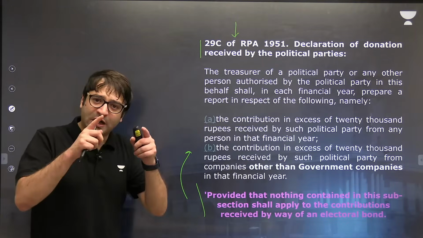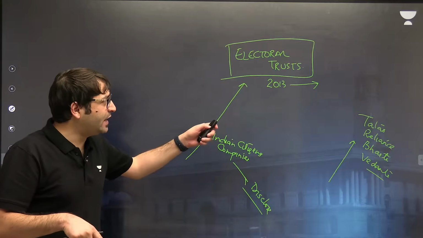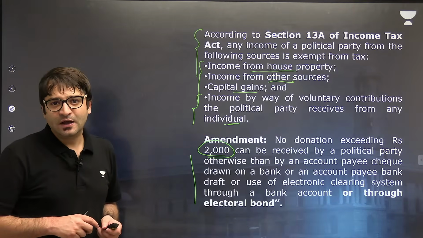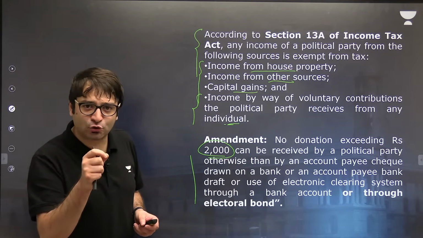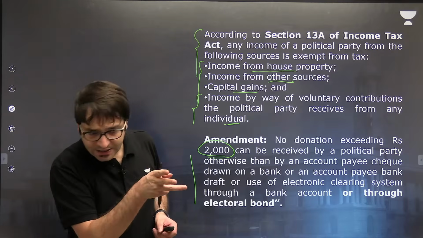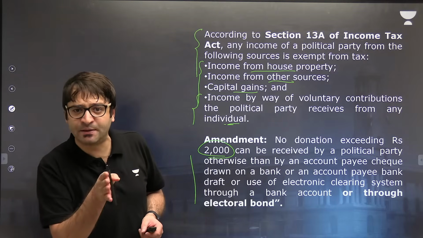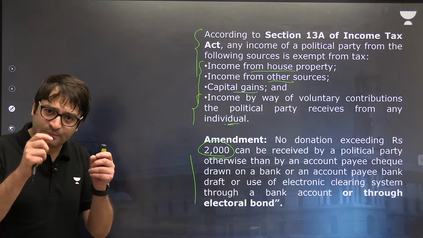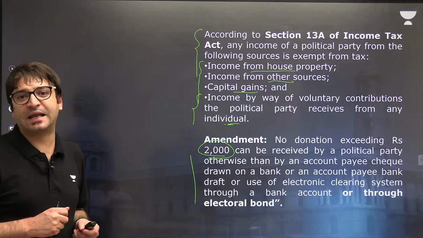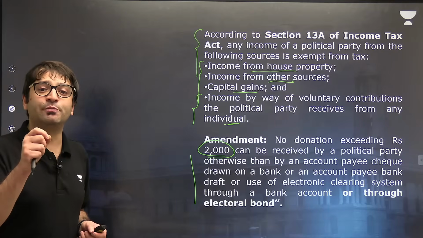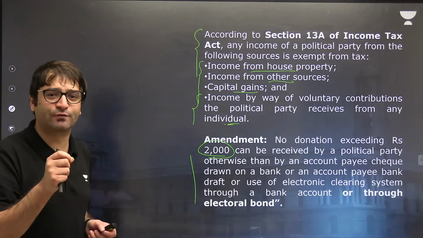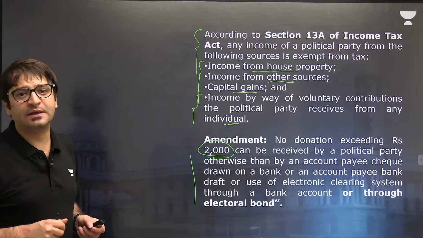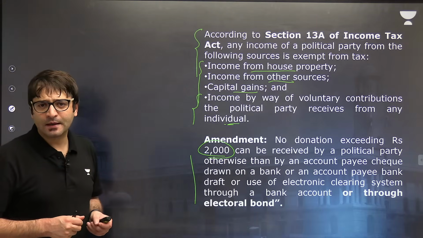So here you should have made the same change that you made to the Income Tax Act, where you are saying that donations above 2,000 cannot be in the form of cash, can be in the form of demand draft, can be in the form of other electronic transactions. Make the same change to the Representation of the People Act as well, where any contribution by an individual in excess of 2,000 should be disclosed by the political party.